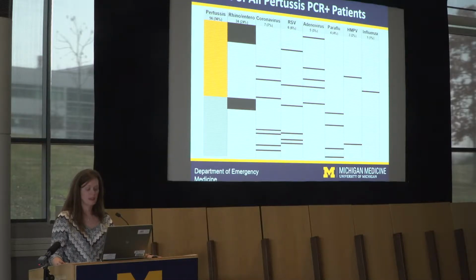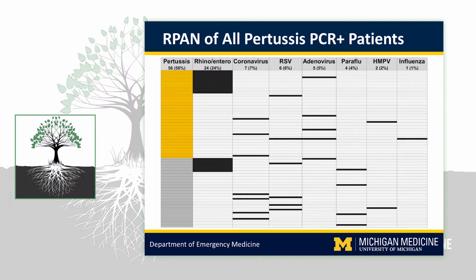Looking across each row, you can see the additional pathogens identified in black. The most common additional pathogen identified was rhinoenterovirus at 24%. Interestingly, the distribution of additional pathogens identified by RPAN was actually similar between the RPAN positive and RPAN negative pertussis patients. And statistically speaking, testing positive for other pathogens on RPAN was equally likely among these two groups.